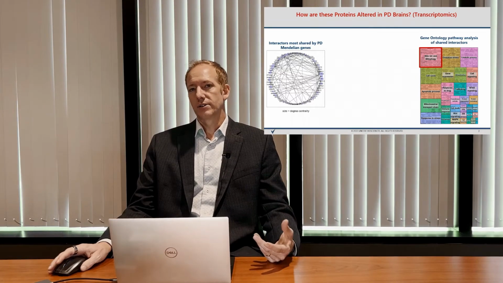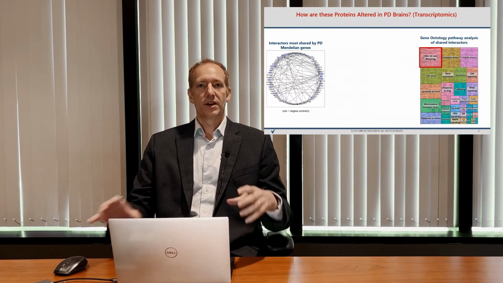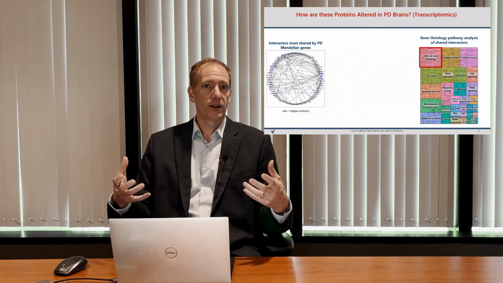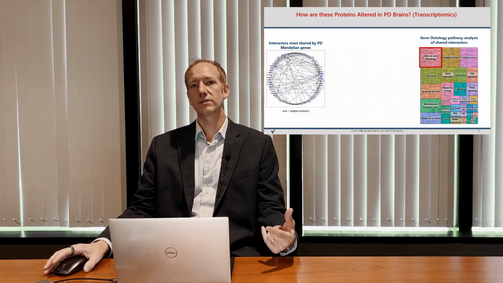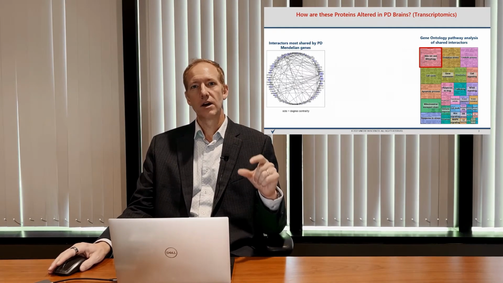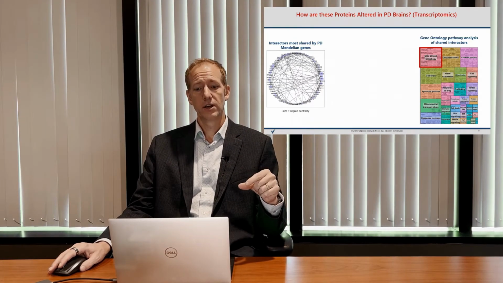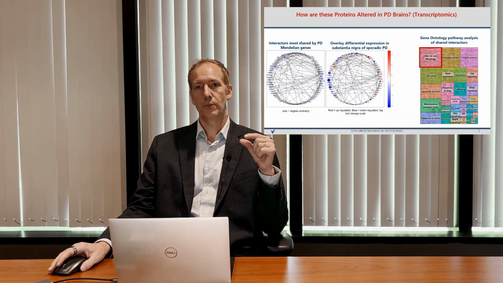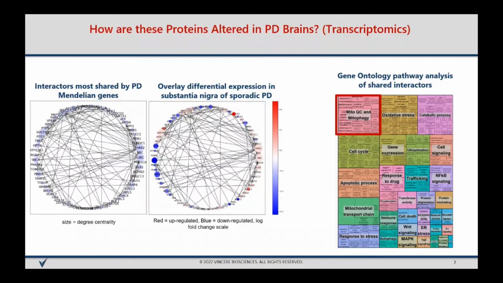So the next question we ask is, okay, how can we validate that this query into the genetic network has provided things that are really relevant to Parkinson's disease? So the next perspective we looked at is, are any of these changed in the brains of Parkinson's patients? So here we took laser captured dopamine neurons from idiopathic Parkinson's disease patients and looked at whether these proteins are increased or decreased in those postmortem brains. And what we find is that indeed many of these are modulated, some increased and some decreased.